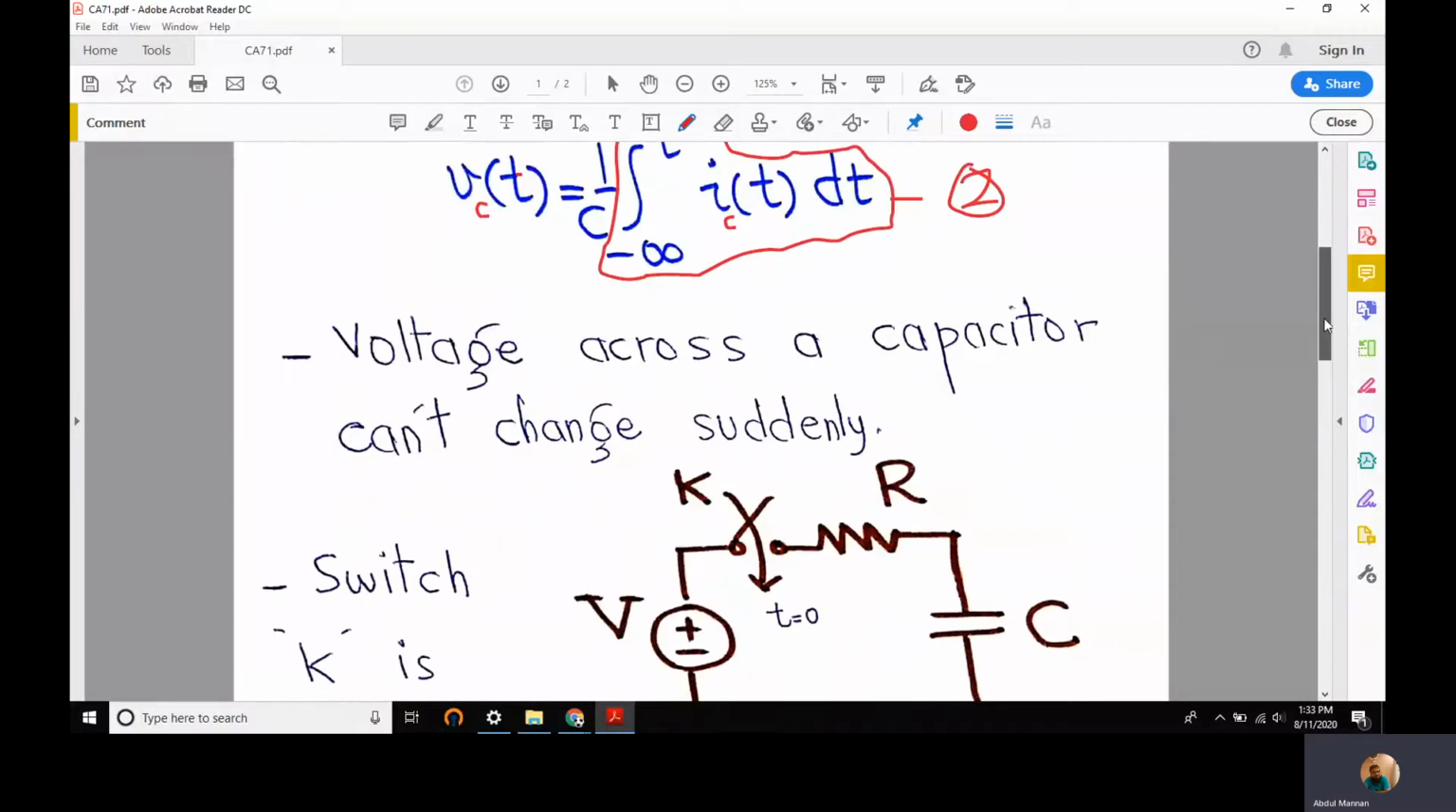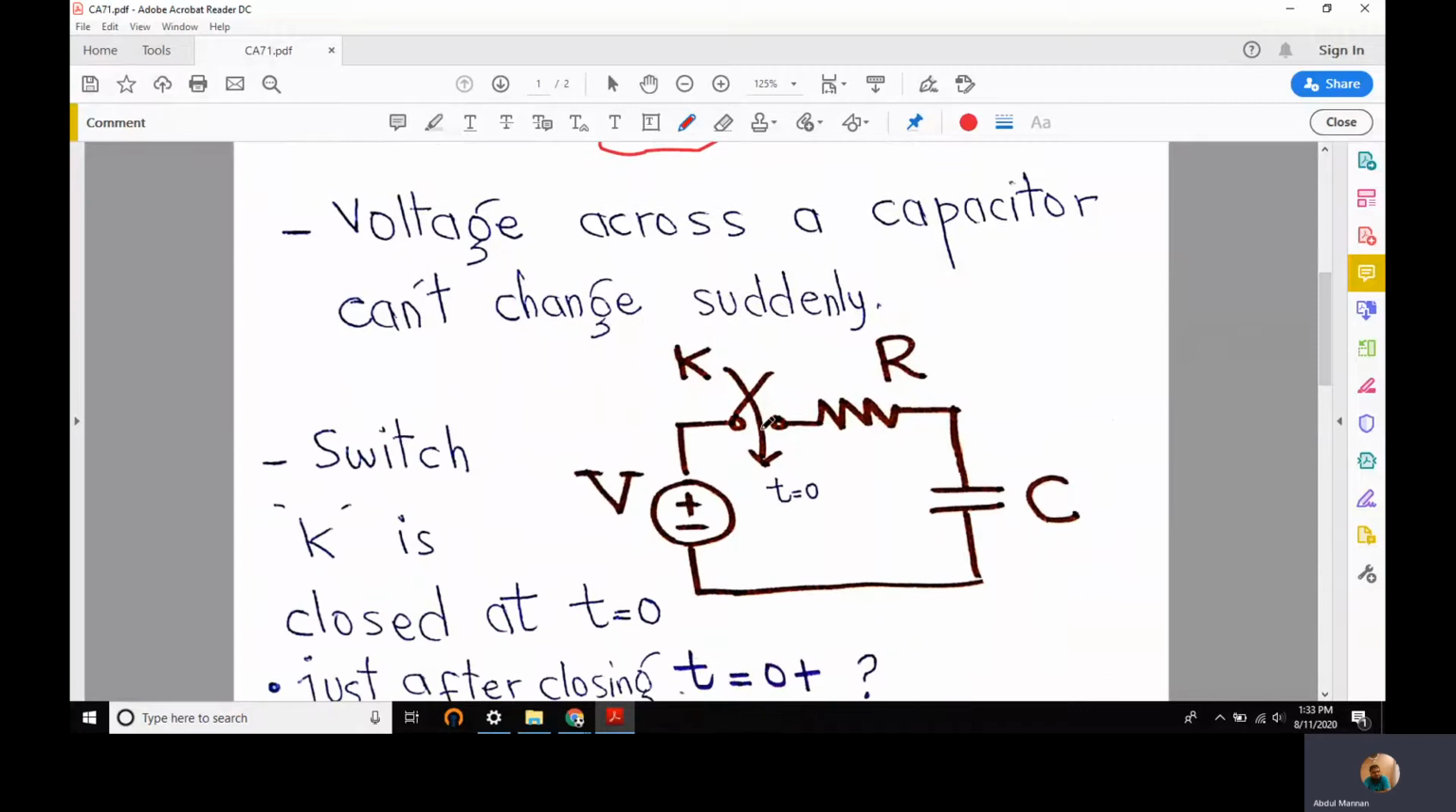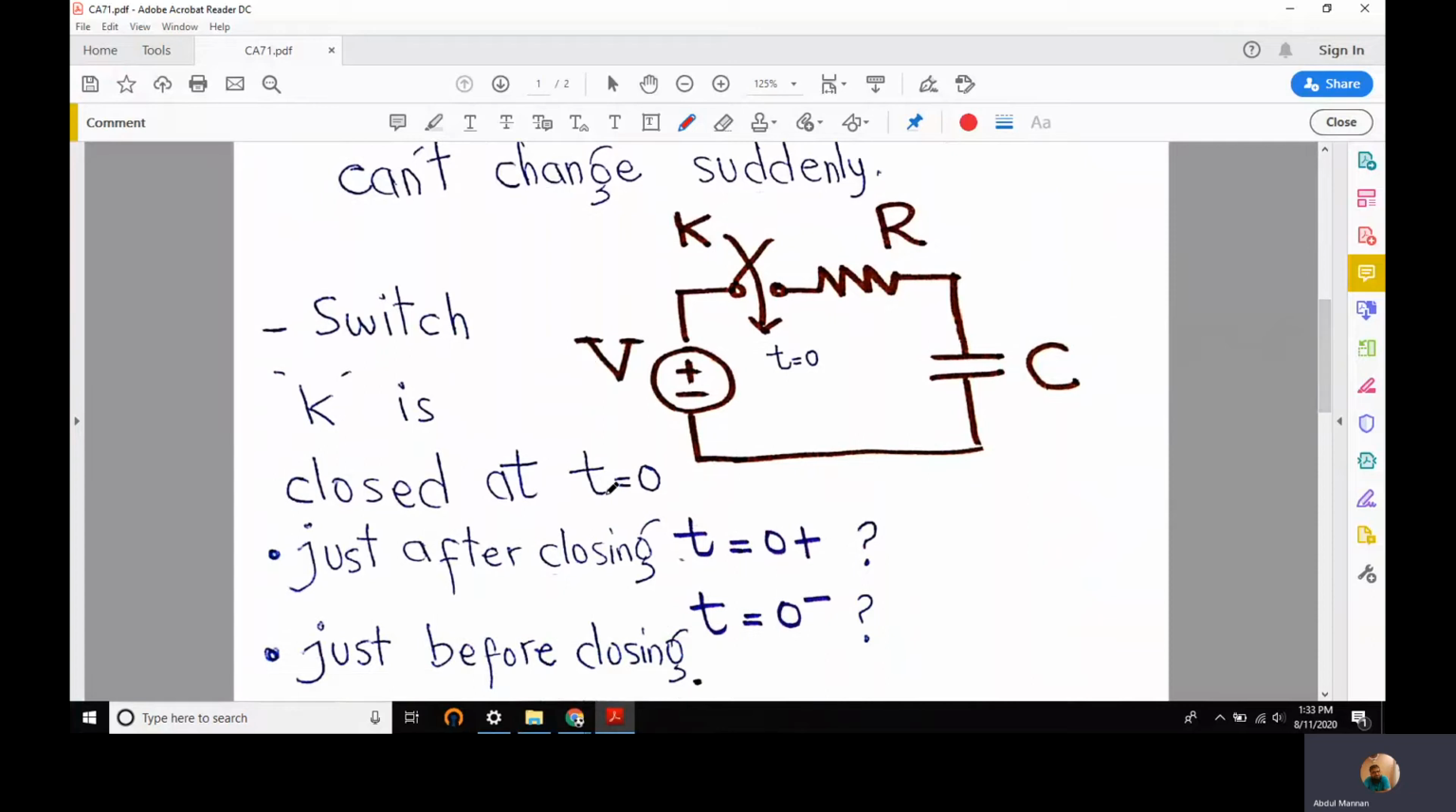If we have certain variation in applied voltage, like for example we have here, in this simple circuit, we have this DC voltage source, a switch K that is open initially and we are going to close it at time t equal to 0, an R and a C. So now we have two important time values, t equal to 0 plus and 0 minus. 0 plus means just after closing the switch, and 0 minus means just before closing the switch.